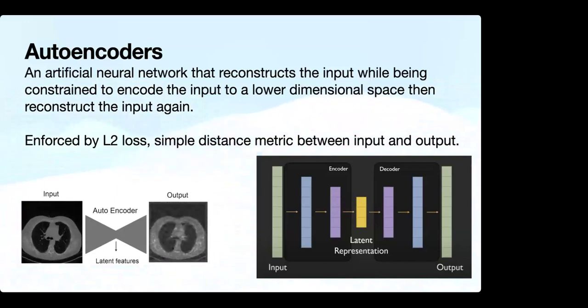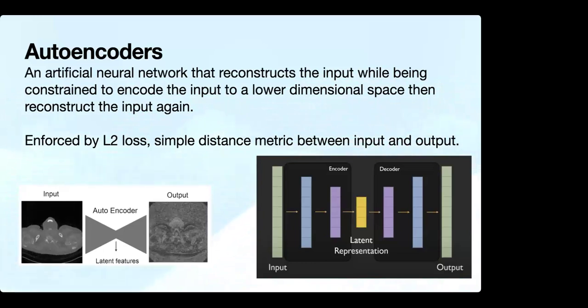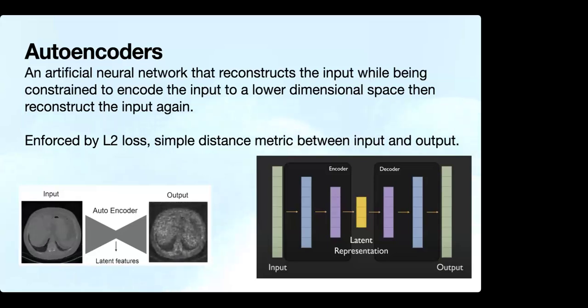This is an example of what that might look like. The input here is a medical image taken of some anatomical body part, and it's mapped down to a lower dimensional space. The output is a reconstructed version of this input. You can see there's a little bit of loss here, but it's overall pretty good. In this method, we don't need any labels, obviously. It's just a simple L2 loss between the input and output.